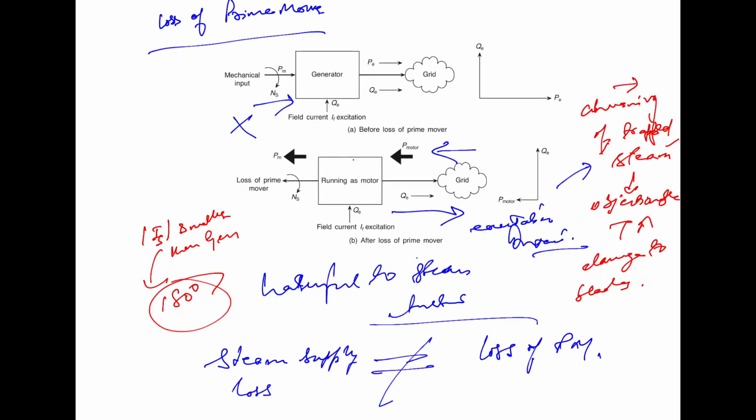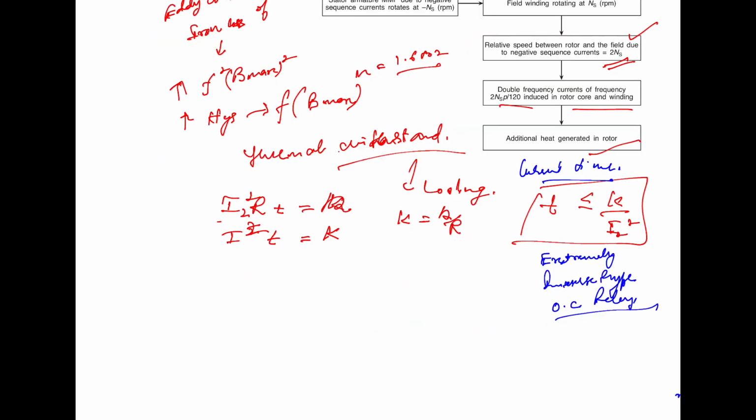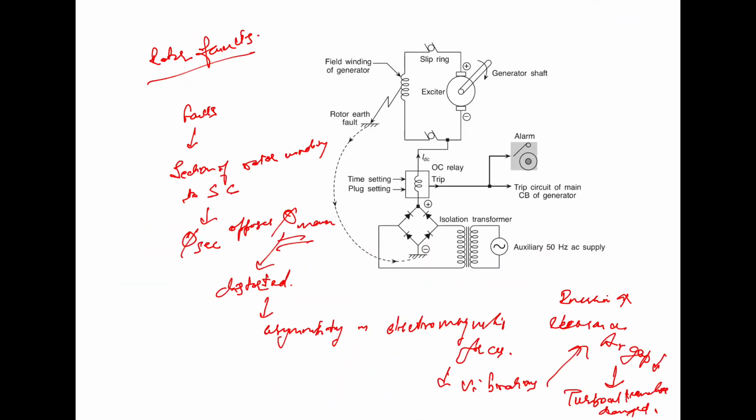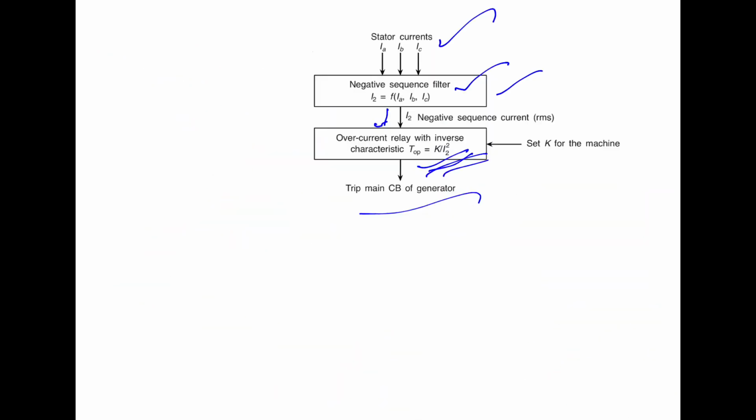Now let us summarize whatever we have discussed. For the unbalanced loading, as you know, we detect the negative sequence component, and then we can use the extremely inverse relay, as we have seen here, for that very purpose.